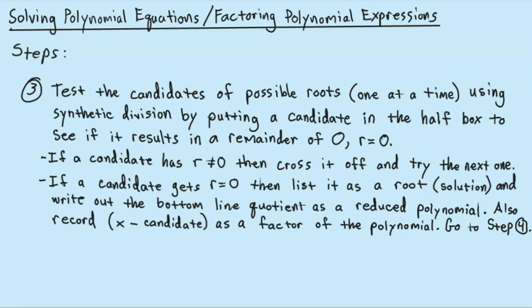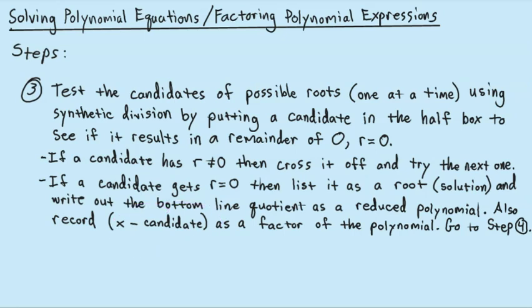Also, in addition to taking the bottom line quotient and writing it out as a new polynomial, which we're going to call the reduced polynomial, you're also going to record parenthesis x minus whatever candidate you just tested. You're going to record that as a factor of the polynomial. Like I said, we're learning two things at the same time. We're learning how to solve a polynomial equation, but we're also learning how to factor the polynomial. And this is where we get our factors.